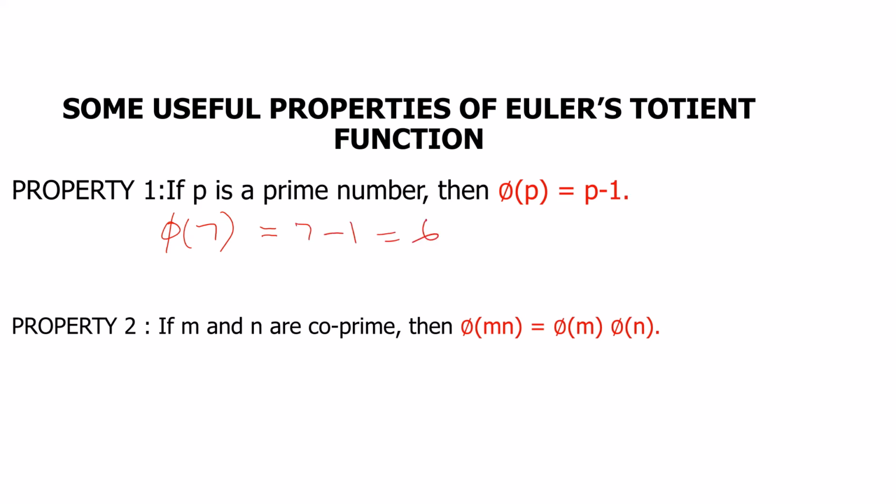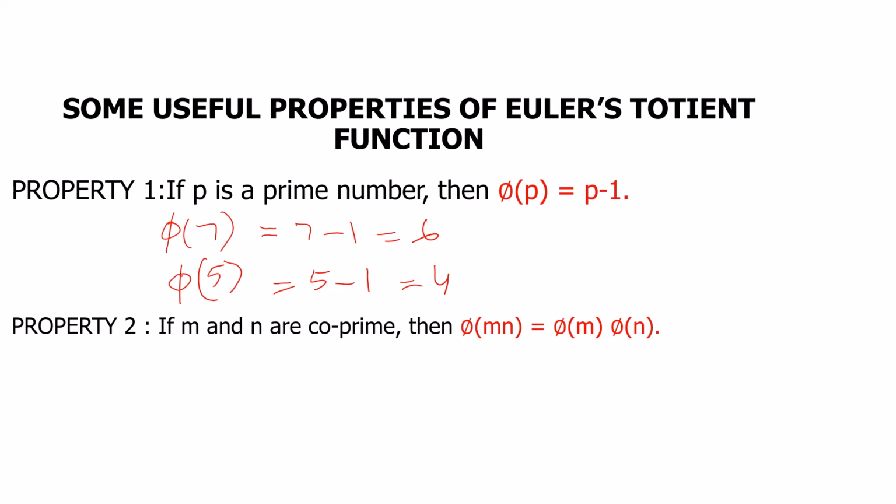Similarly, I can take phi of 5. 5 is also a prime number, so it will be 5 minus 1. P is 5, so 4. Let's go to the second property. If m and n are coprime, then phi of mn equals phi of m into phi of n.